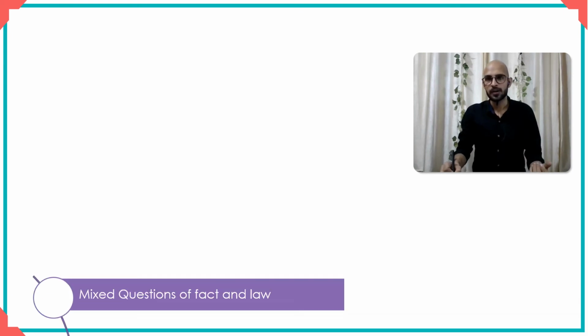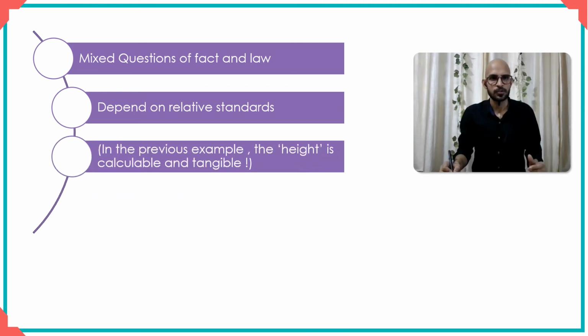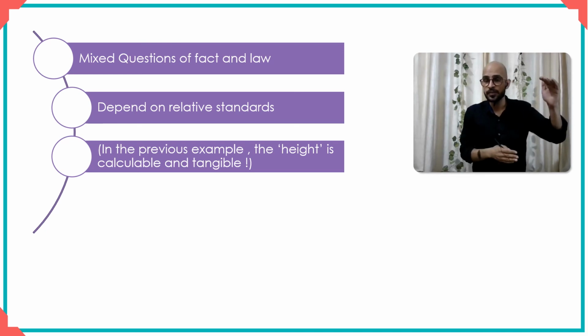When we talk about mixed questions of fact and law, they depend on relative standards. Let me give you an idea to explain what I mean to say. You see, in the previous example, when we are considering the height of the building, it doesn't require comparison. When you ask me what is the height of the building, I don't need to look at another building to determine whether this is 100 feet or 50 feet or 60 feet. I can just go calculate independently and decide, right?